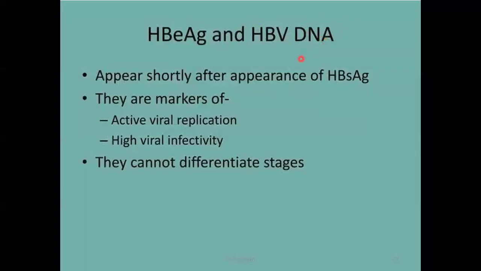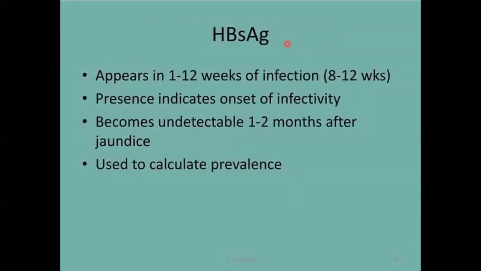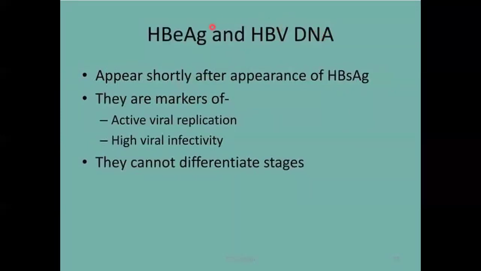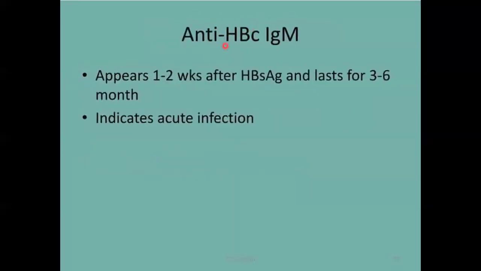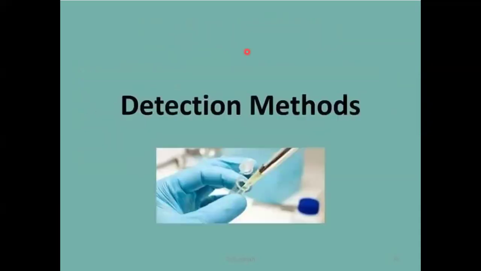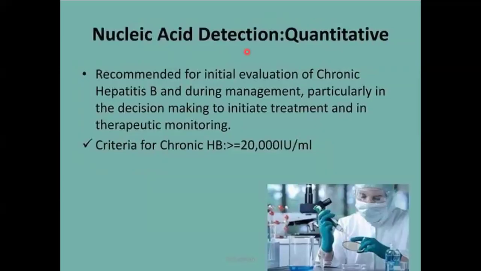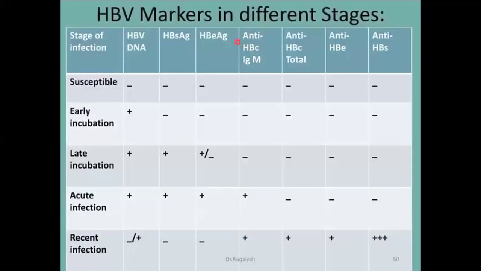In summary, HBS antigen: if it is positive, this person is infected, regardless of whether it is acute or chronic. If it is negative, this person is not infected. That is the summary I want to give you. Okay. I hope you've understood the serology. I had a picture here. Let me go through it.